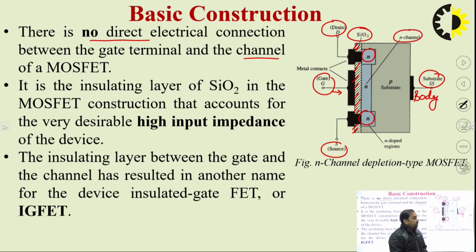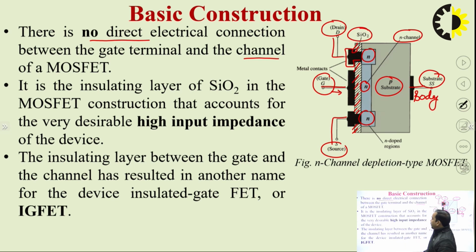So why is the name N-channel depletion type MOSFET? Because the material here is of N type. In the N-channel depletion type MOSFET, the channel is of N type and also the drain and source terminals are of N type, whereas the substrate is of P type. With the help of some metallic contacts, we define the terminals: drain, gate, source, and the substrate or body.